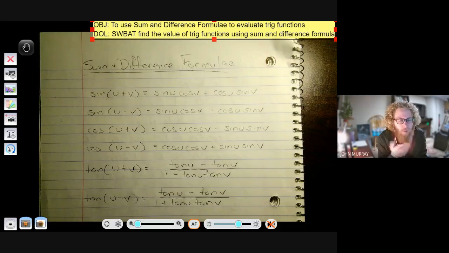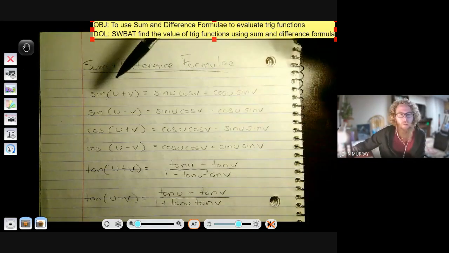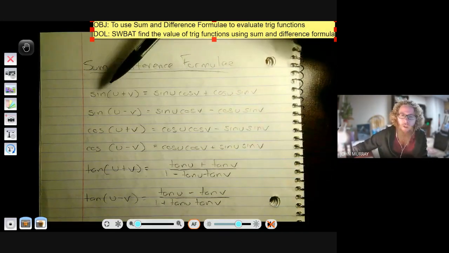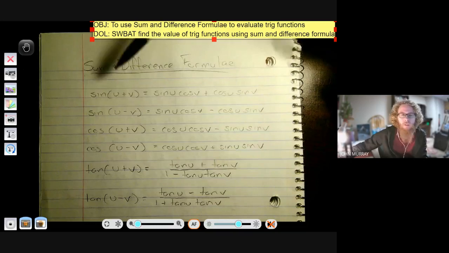If you have a calculator, then it's a lot easier to evaluate your trig functions. But these are known as sum and difference formulas. So we have 6 of them, two for each basic trig function, 1 addition and 1 subtraction. Here I use u and v, but it could be x and y, or alpha and beta, or theta and psi, whatever it may be.